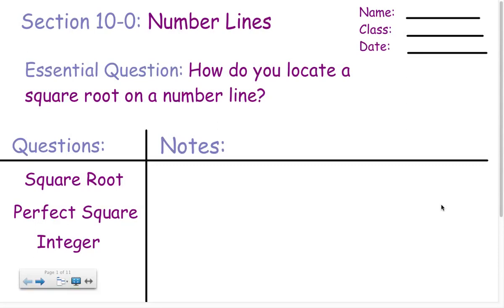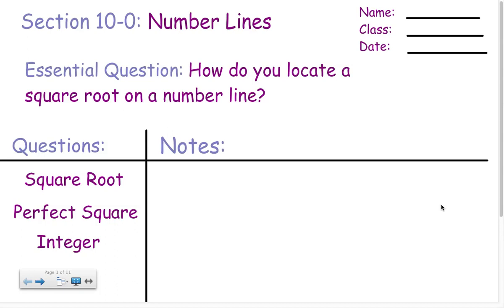Section 10-0, number lines. This is not actually a section in your book, so that's why we label it as 10-0. We're combining it with the rest of chapter 10, but you won't find it in your math book, but it is something that you guys need to know for your MCAs, so that's why we're covering it. There is a number lines topic on Study Island that you can do as well that goes along with this. Essential question: how do you locate a square root on a number line?